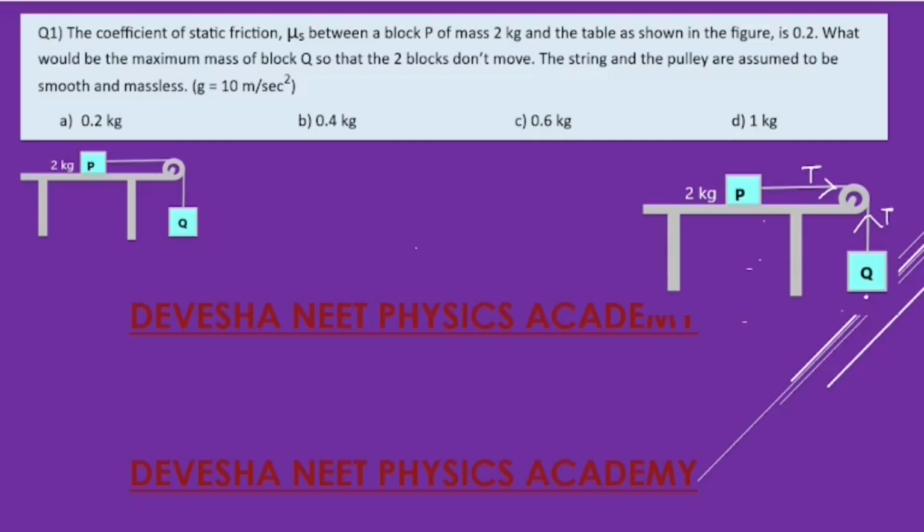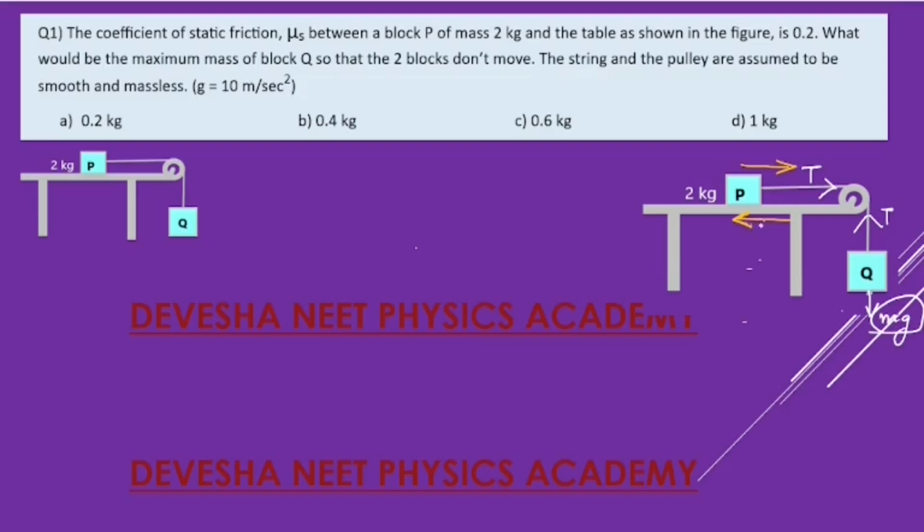Now, if the mass of Q is m, then the gravitational force on Q will be mg. And what about the friction force here? If this body tries to move in this direction, which way will the friction act? The friction will act against the motion of the body.